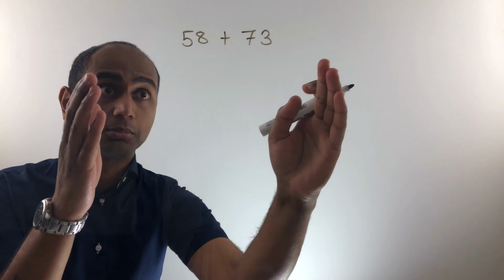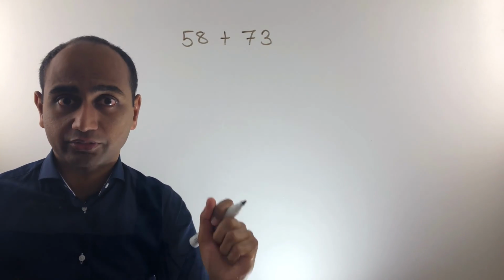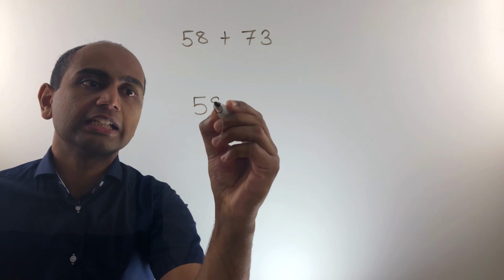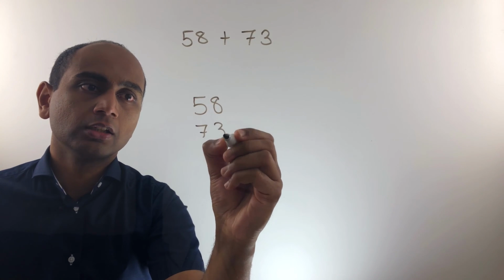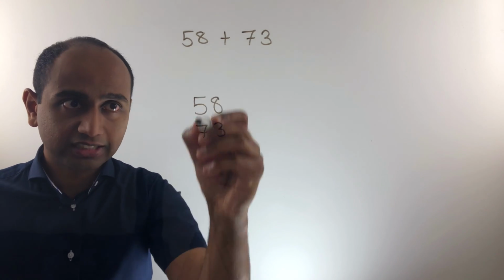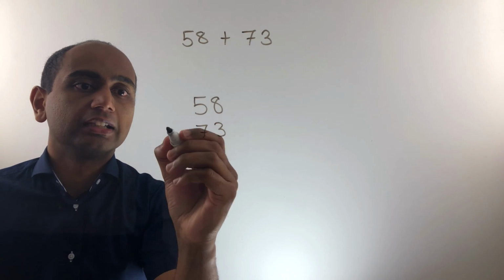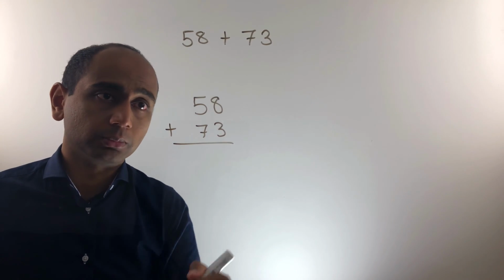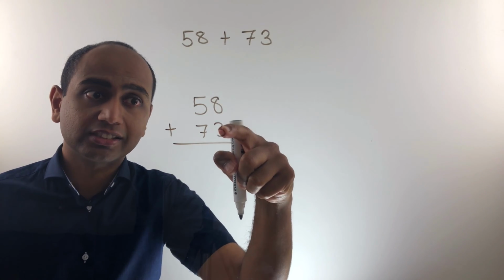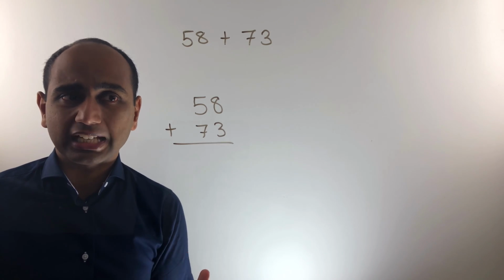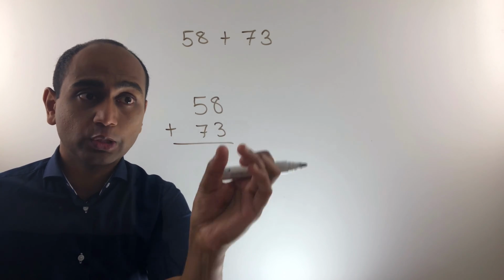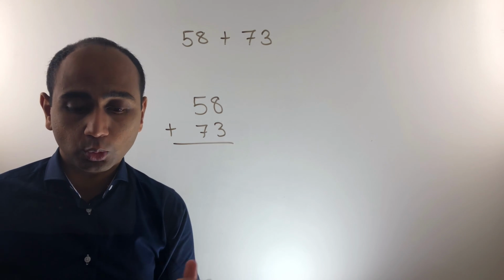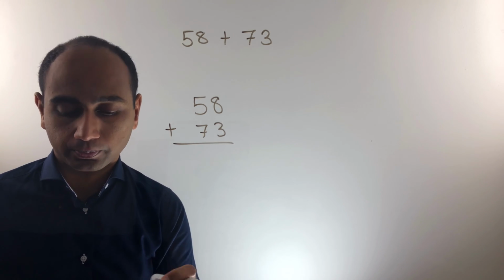In this next example, I've got 58 plus 73. So again, I will write this out, 58 and 73. So the units column and the tens columns are in line. And I'm adding these up. Now, this time we find a problem. If I add up the 8 units and the 3 units, what I would get is 11 units, and we're not allowed to have 11 in a single place value column. So what we can do is exchange.